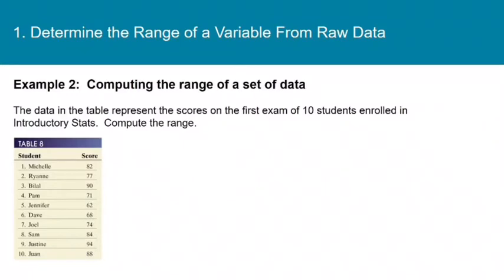So here we have an example. Here's a data set, and this is the same one we've been using. It says the data in the table represent the scores on the first exam of 10 students enrolled in introductory stats. Compute the range. So we'll need to look through the table and find the largest value, which appears to be this one, 94, and then the smallest value is 62. So the range is going to be 94 minus 62, which of course is 32. So the range here is 32.